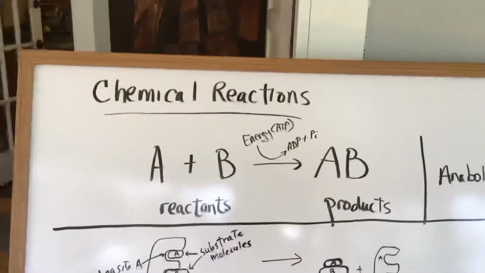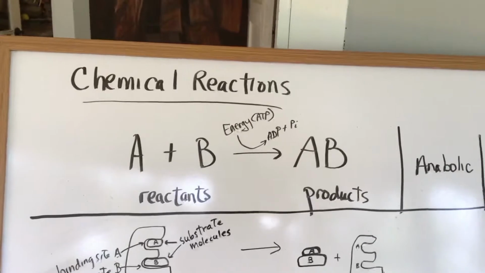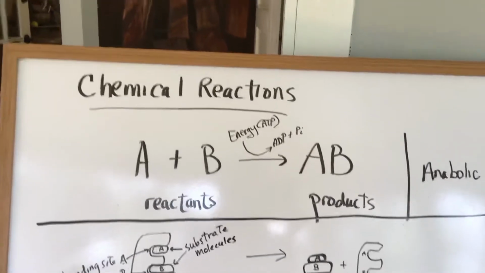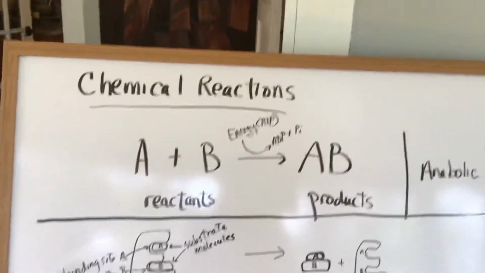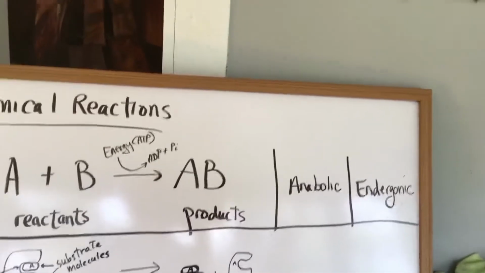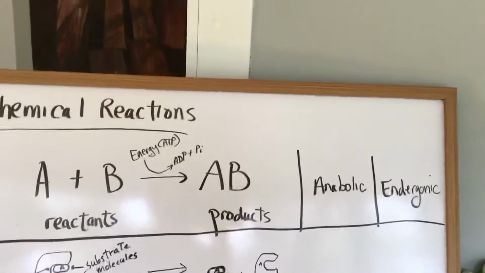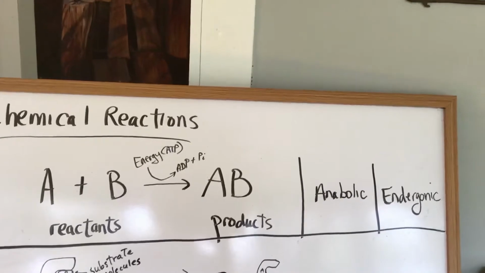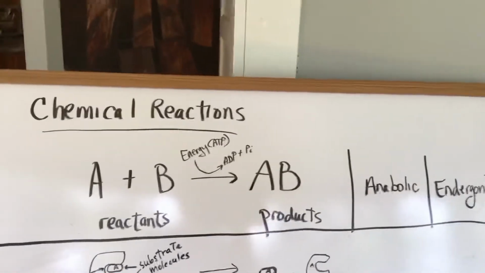A couple lectures ago, we were talking about chemical reactions. And we had this written up on the board. That is A plus B gives you AB. So this is an example of a reaction that is anabolic and it's endergonic. That means that, of course, it's requiring energy. That energy should be stored in the bonds of the creation of that molecule, and it's a building process.